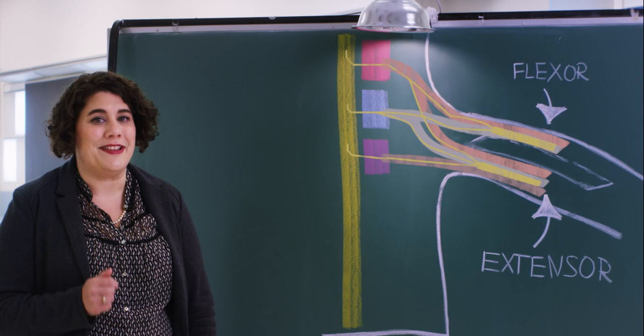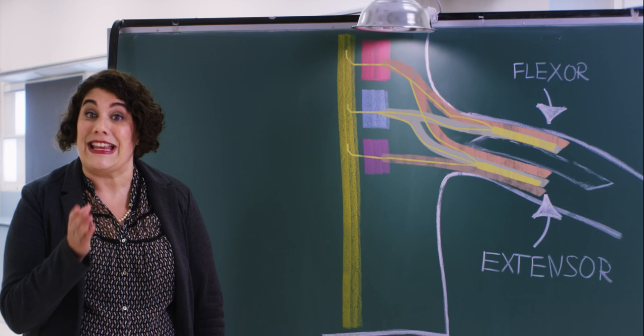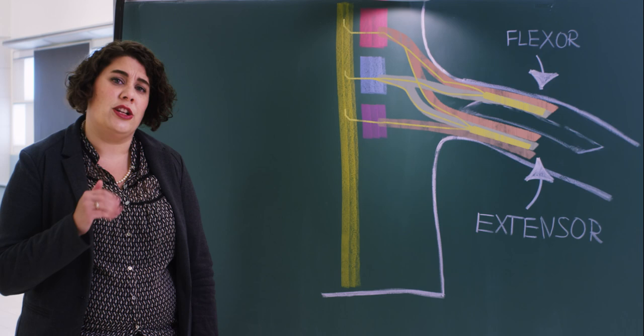But look at this. There's only one nerve in each compartment. So that means that each one of these peripheral nerves contains fibers from more than one spinal nerve. If this mixing and matching of fibers does not occur within the brachial plexus, the complexity of our movements would never develop. Let's take a look at the formation of this plexus in more detail.